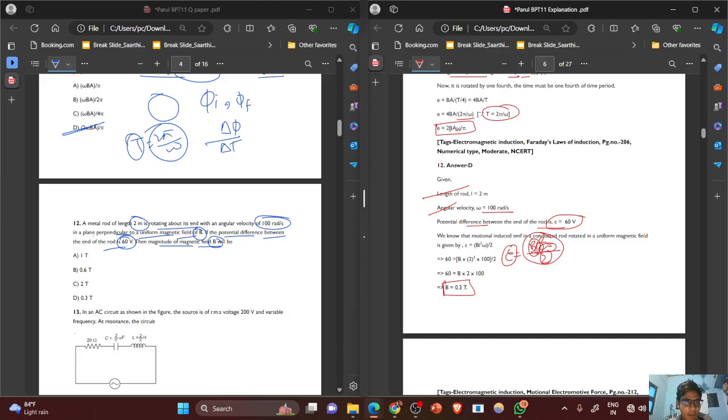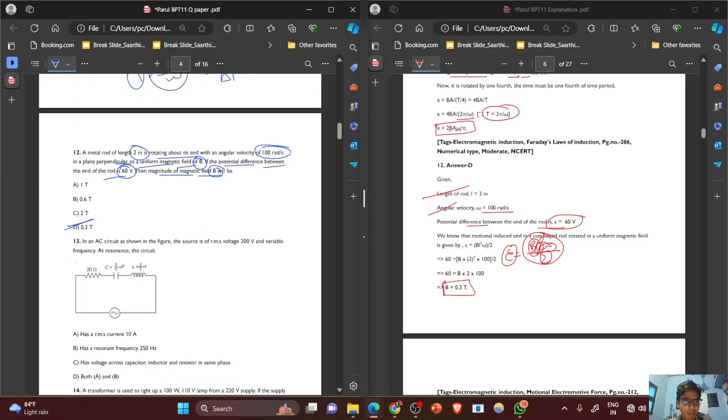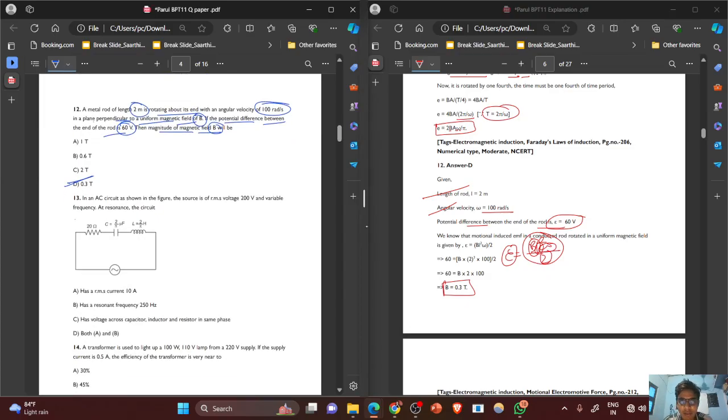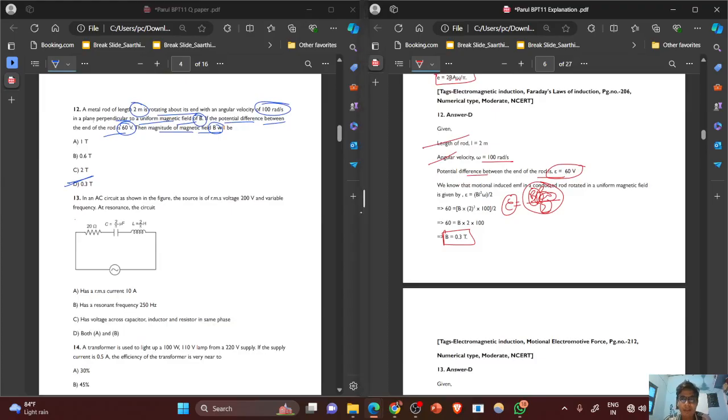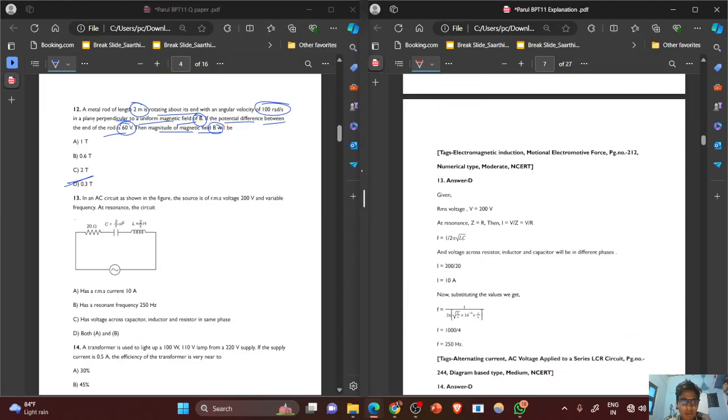So option number D is your correct option. Now moving ahead to the next question. In the AC circuit shown in the figure, the source EMF voltage is given, the RMS voltage V RMS is given, and the frequency is variable at resonance. You know this is R, this is your XC, this is your XL. So from here you just need to calculate what it is asking.